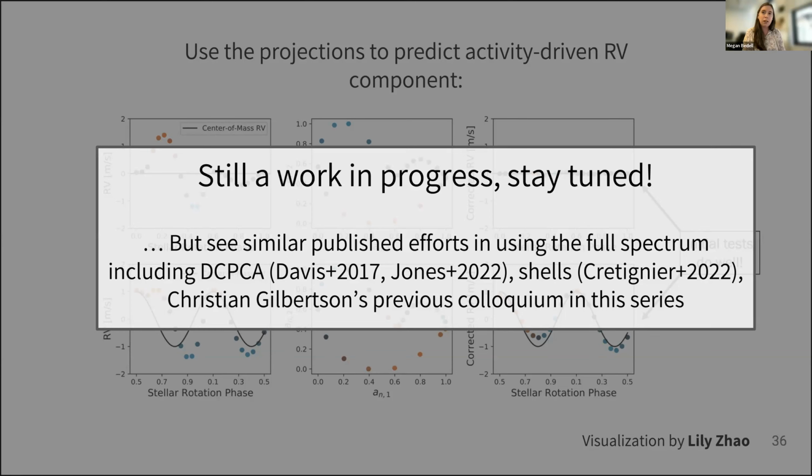But I think that there's a lot of promise in this picture of the star as a latent system, where we're trying to constrain how it maps into the observables without necessarily needing to solve from first principles everything that's happening in the star.